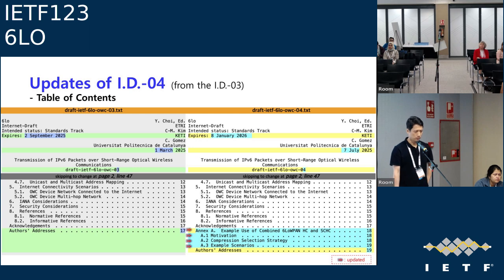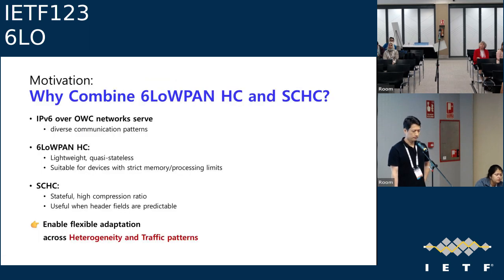So this is a table. We updated the new part. The motivation is based on the diversity in communication patterns. 6LoWPAN header compression is lightweight and mostly stateless, and is suited for devices with constrained nodes. SCHC gives high compression, and is useful when the header fields are predictable. So the main goal is to enable flexible adaptation across these two different header compressions and traffic patterns.